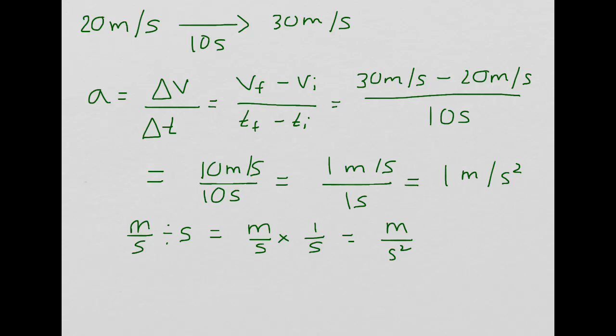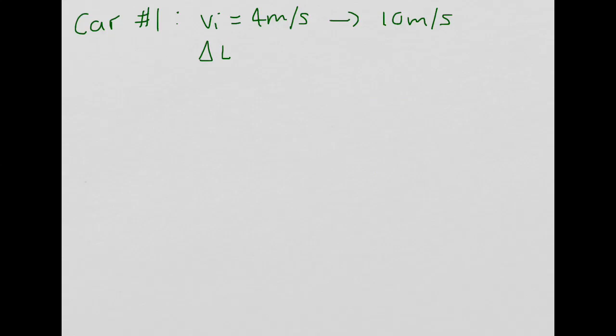Now let's look at a slightly more interesting example. So, let's say that I have a car moving in a straight line. It's traveling at 4 meters per second. Actually, let's call this car 1. So car 1 has an initial velocity of 4 meters per second. And then it picks up speed and it ends up traveling at 10 meters per second. And it takes 2 seconds for this to happen. So I'm going to write that as delta t equals 2 seconds. Now let's say I have another car, let's call it car 2.